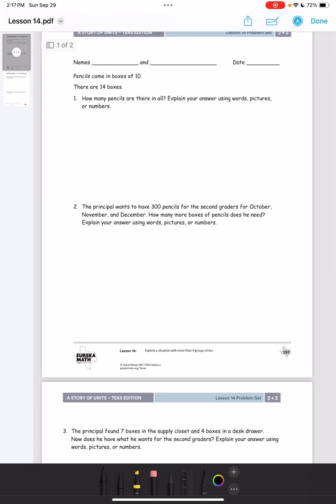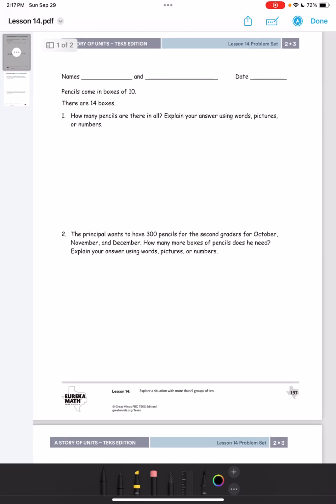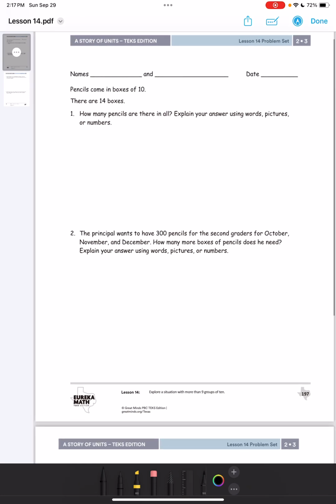Okay, today we're going to be solving word problems. So make sure you have your Learn book out and you're on lesson 14. So the first one, this information up here is going to be the information we use for all of the problems. So the first one says pencils come in boxes of 10. There are 14 boxes. So that's our important information we need to know.